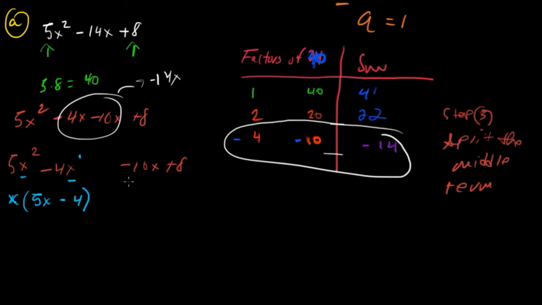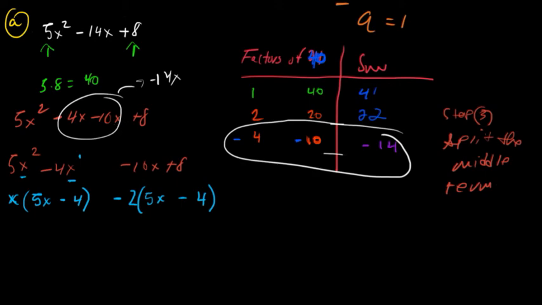Perfect. Now this here, I have no variable in common, but I can factor out a 2. So let's factor out a minus 2. And then minus 2 times what will give me a minus 10x? That's a plus 5x, right? Minus 2 times 5x will give me a minus 10x. Then minus 2 times what will give me a positive 8? Well, minus 2 times a minus 4 will give me a positive 8, right?